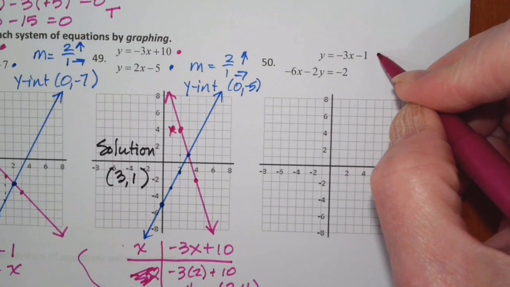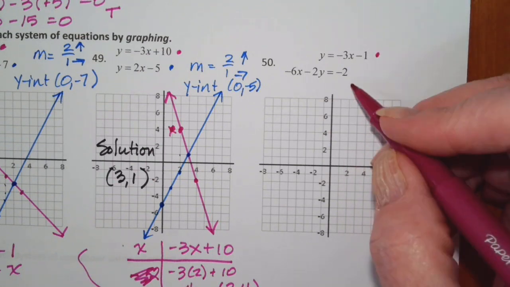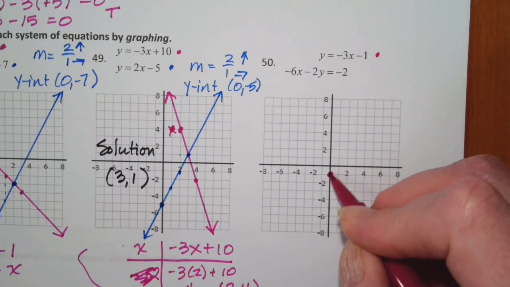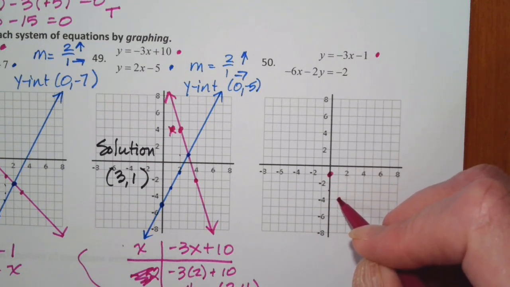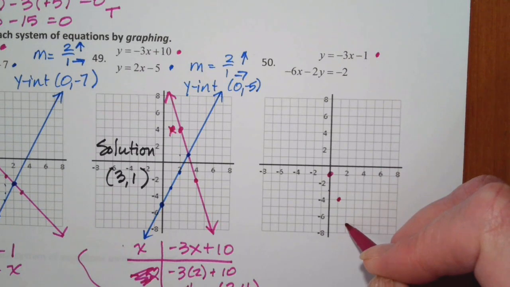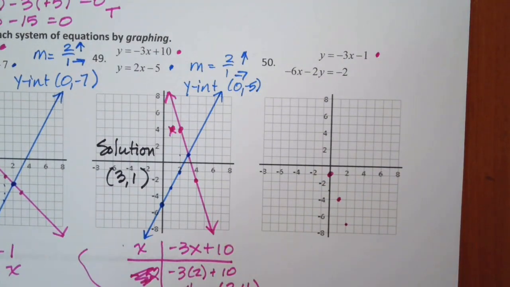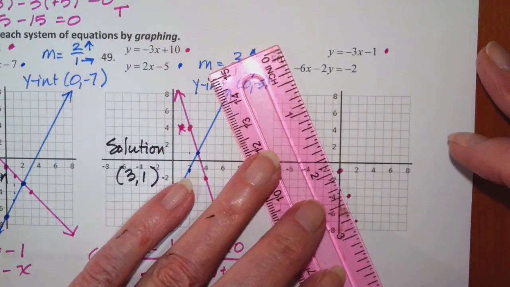Okay, if I have y equals negative 3x minus 1, I know I begin at negative 1. I use my slope to go down 1, 2, 3, and over 1, and I draw my line the best that I possibly can.